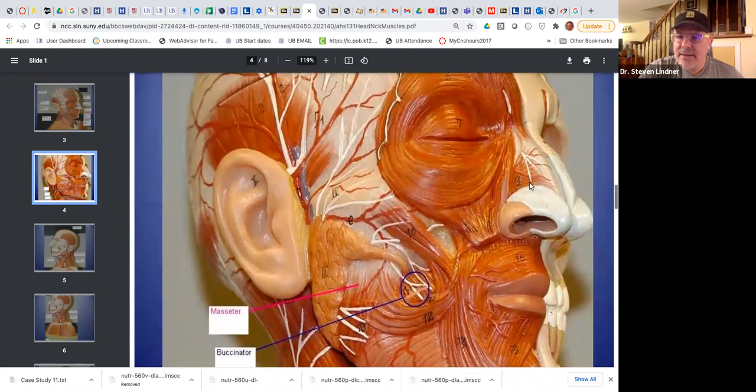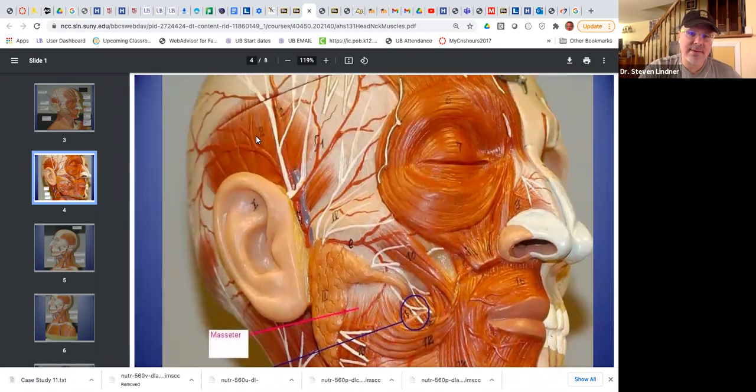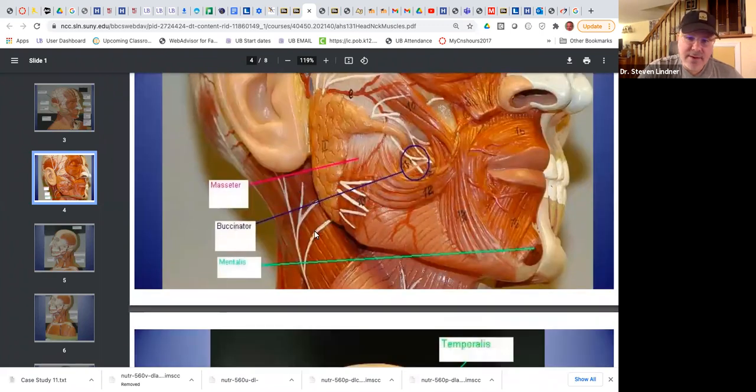The nasalis is right here. It's not labeled, but it's called the nasalis. There's the auricularis again to move the ear. Right there is the sternocleidomastoid with the superficial platysma muscle.